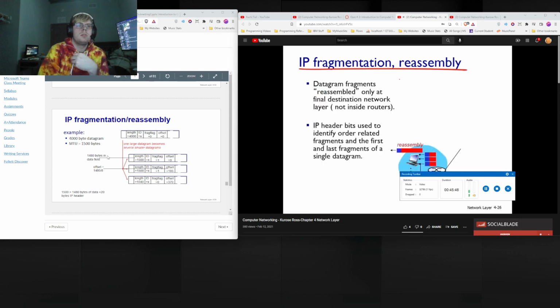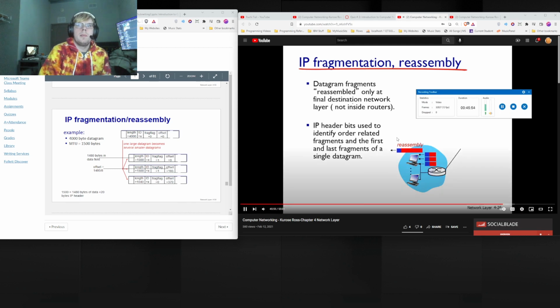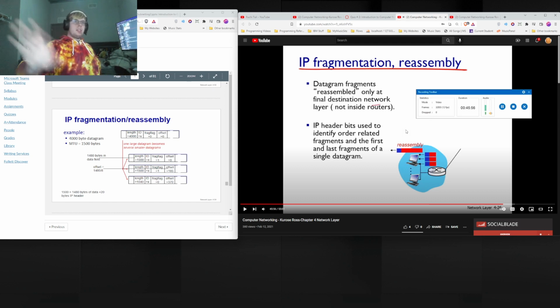Alright. Datagram fragments can be reassembled only at the... We got 10 minutes left of this video. I'm so excited. See, final destination. This chapter seems pretty okay so far, except that round robin, FIFO, and all that other stuff. The packet scheduling, queuing. I don't know about all that.